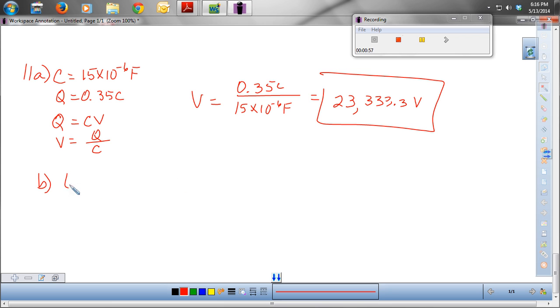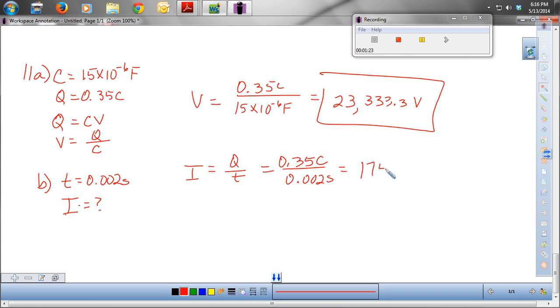If it takes time of 0.002 seconds, what is the current delivered to the patient? Well, I is equal to Q. Oops, sorry, that should have been an I for current, not A for amps. So I is equal to Q over T. Well, we know the Q is 0.35 coulombs, and we know the time is 0.002 seconds. And so we're going to get 175 amps for the current.